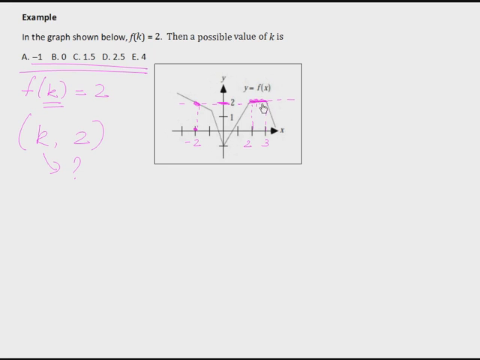But any point in this line segment has y-coordinate 2. So all these x-coordinates work. Anything between 2 and 3 works. Is there something between 2 and 3 in the answer? Yes, D, 2.5. So when x is 2.5, we can verify that the y-coordinate is indeed 2. It's this point. So this is the point we are referring to. And the answer is k is equal to 2.5.